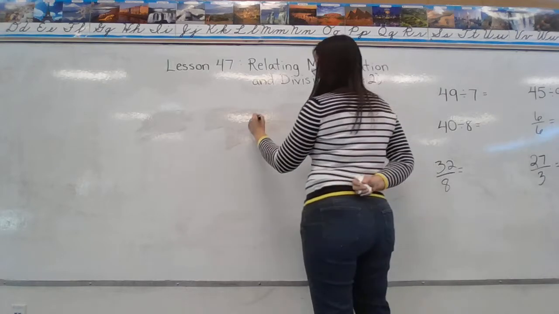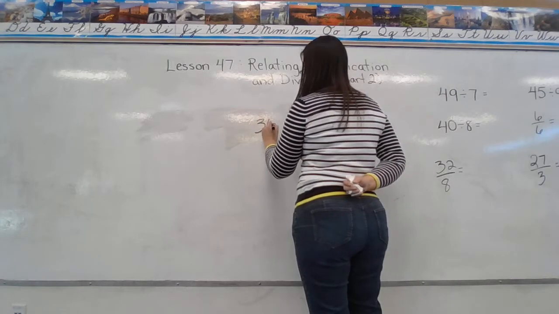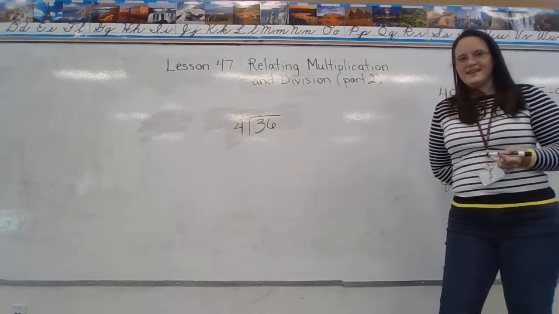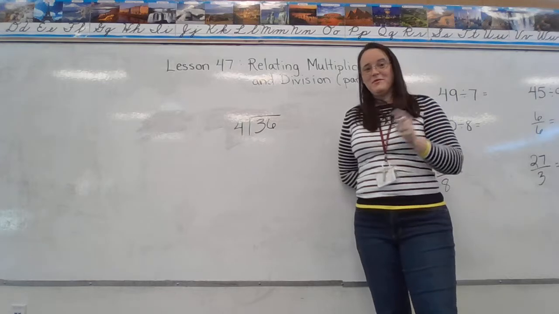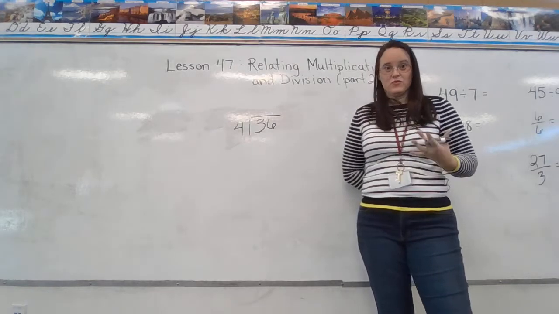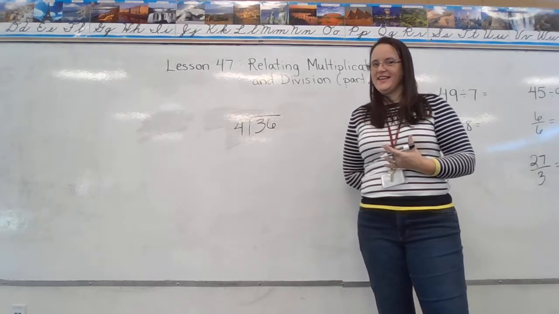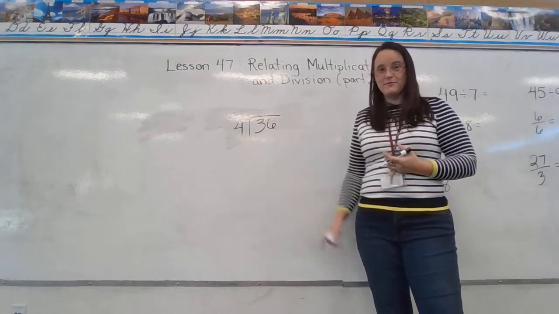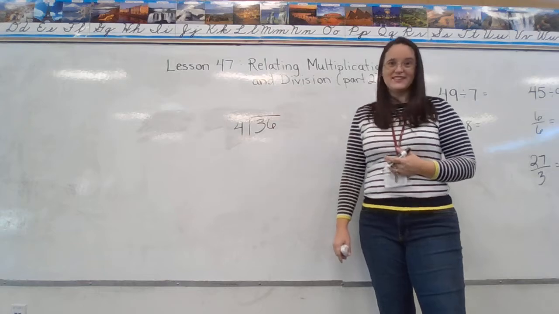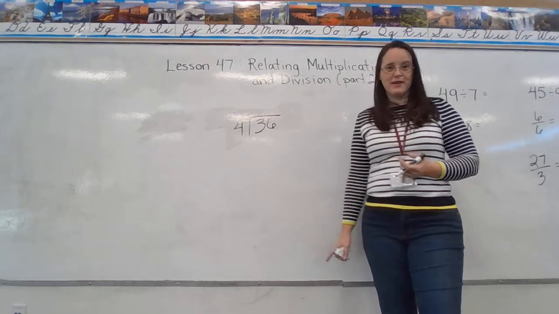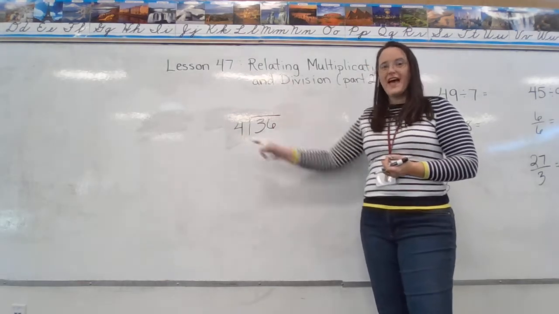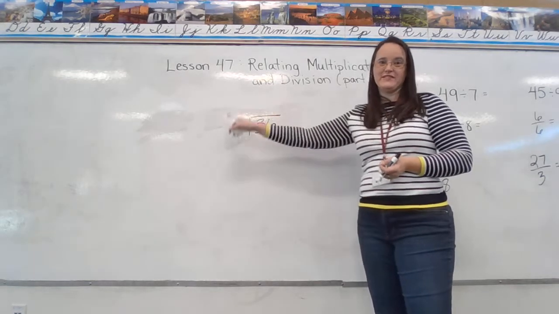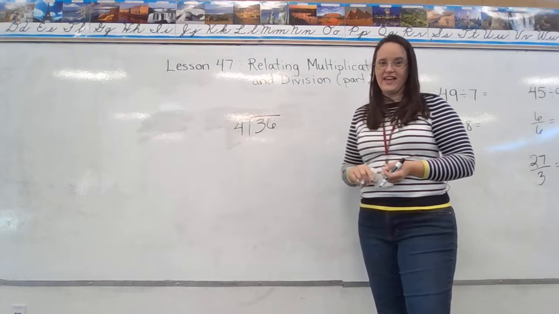How about this one? Now, before I say this problem, I want you at home to try saying it. Read the problem. What would you say? Did you say 36 divided by 4? That is correct. If you said 4 divided by 36, remember in the house, we talk about the number that's in the house first, and then we divide it by the number that's outside of the house.